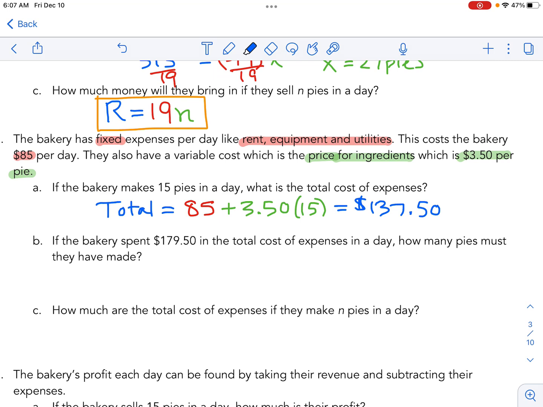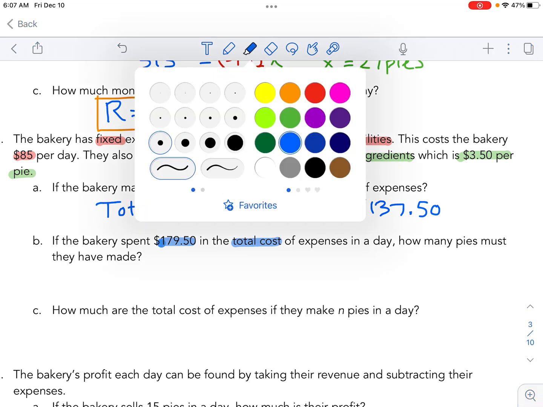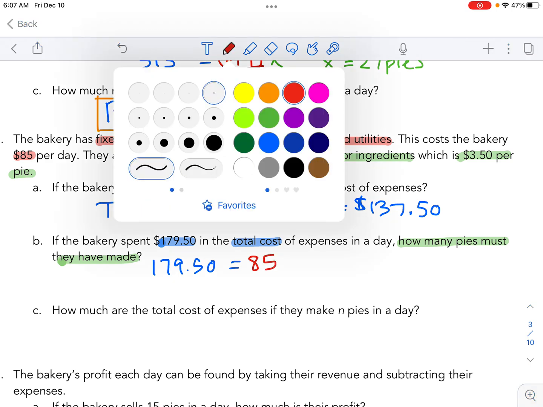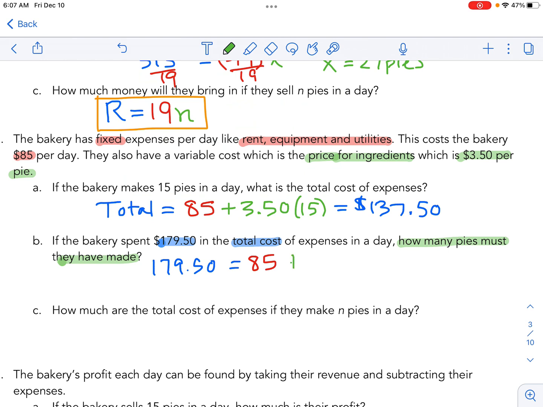If the bakery spent $179.50 in total cost of expenses, so this is the total cost, how many pies must they have made? So now we're going back and rearranging this to solve for the number of pies. So now we know that our total is $179.50, and we know we have fixed costs. 85 is going to be what it takes to run that facility and make no pies, really.